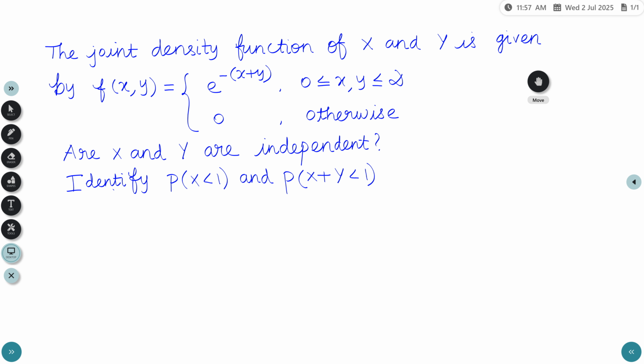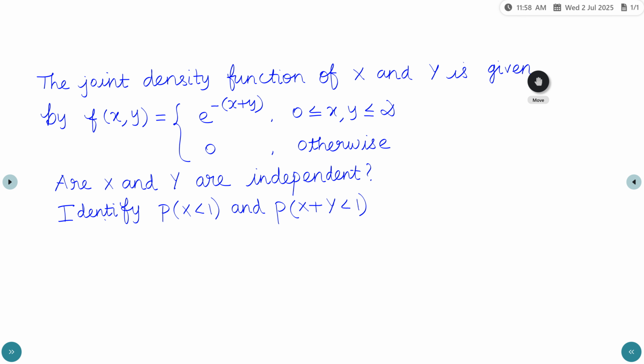This problem belongs to module 3, two-dimensional random variables. The joint density function of x and y is given by f of x comma y equals e power minus (x plus y), where x and y values are between 0 and infinity, 0 otherwise. The question is: are x and y independent? Identify P of X less than 1 and P of X plus Y less than 1.